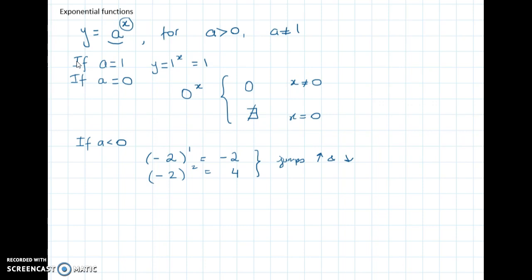But this is not the worst thing that happens to this function. If we try to do minus 2 to the power of a half, this means that we are doing the square root of minus 2, and this does not exist. So there will be many points where the function is not even defined, so we stay away from the case a less than 0.